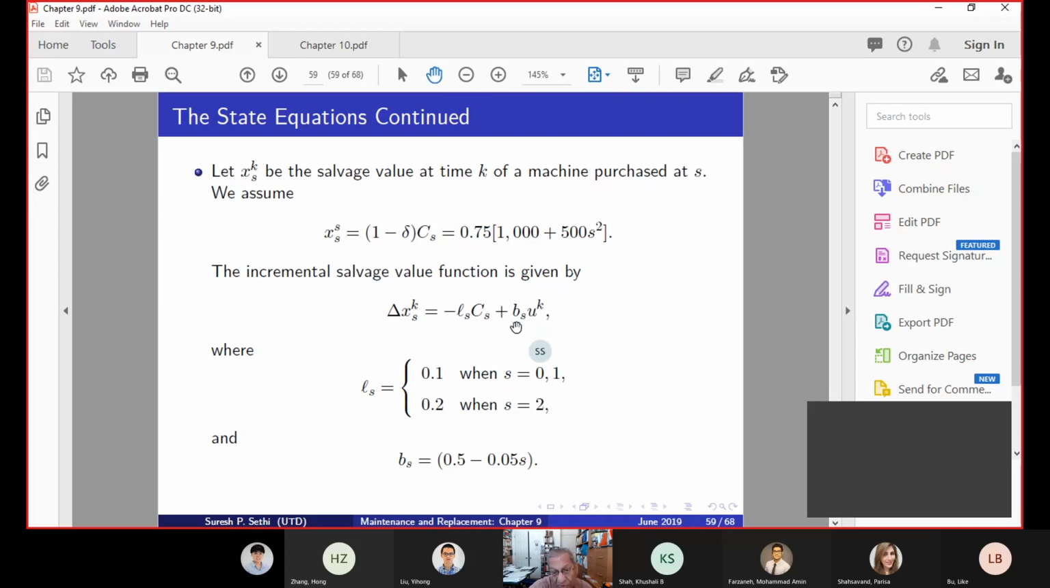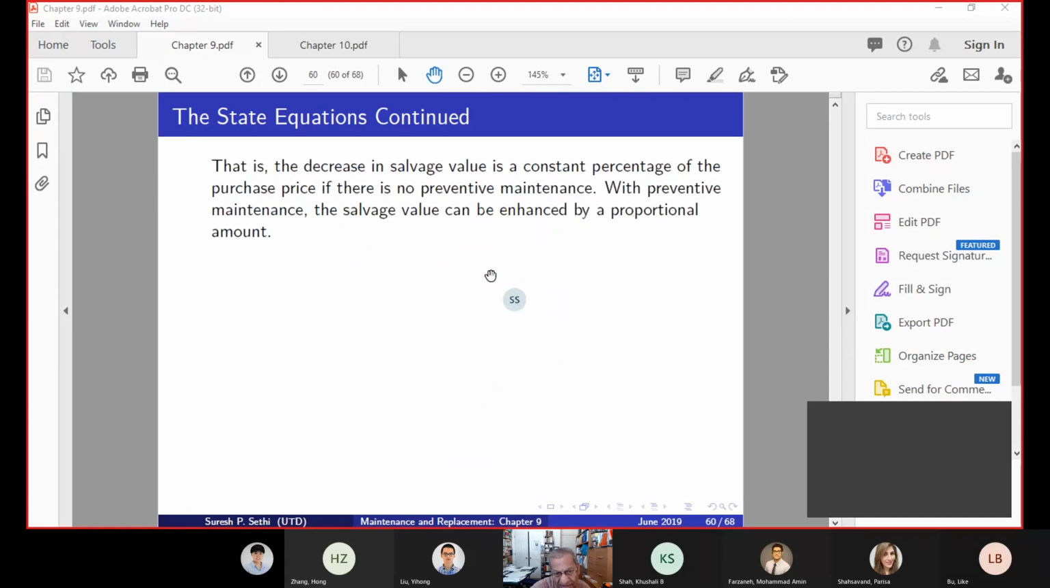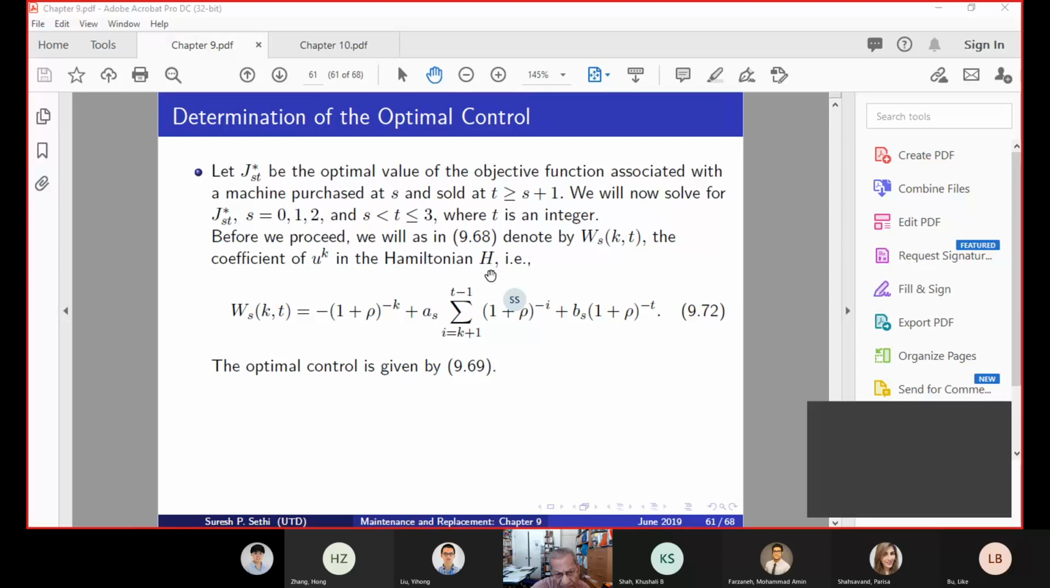Okay, so I'm now going to give you another way of giving this data. I'm going to give you L_S to be 0.1 when S is 1, and it's 0.2 when S equals 2. And the B_S I'm going to give you as this function. So I give you data in different ways, but they are all equivalent; whichever way you want to give it, it doesn't matter. So I have the data, I have the dynamics, I now solve the problem.